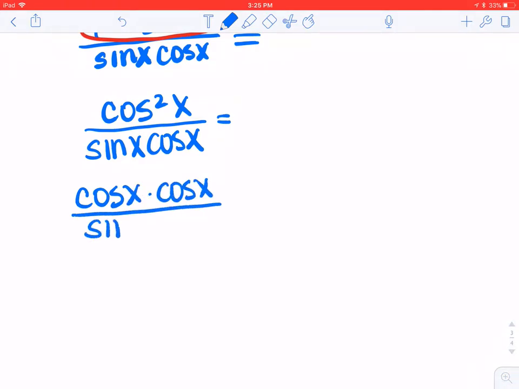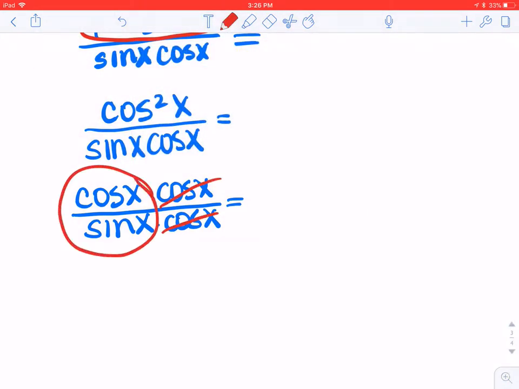Like so. And then you can simplify the cosine over the cosine. I'm left with cosine over sine, which is the same thing as cotangent. So now I have cotangent of x equals cotangent of x, and my trig identity has been established. Or sorry, I established my identity.